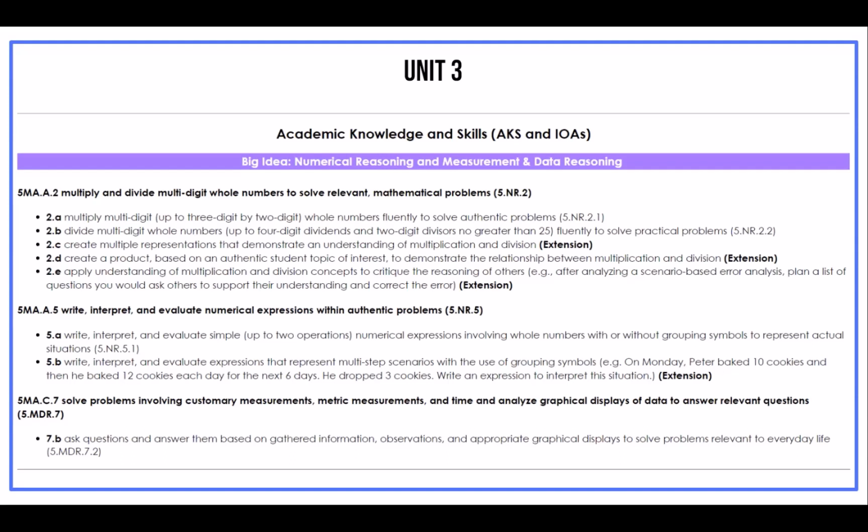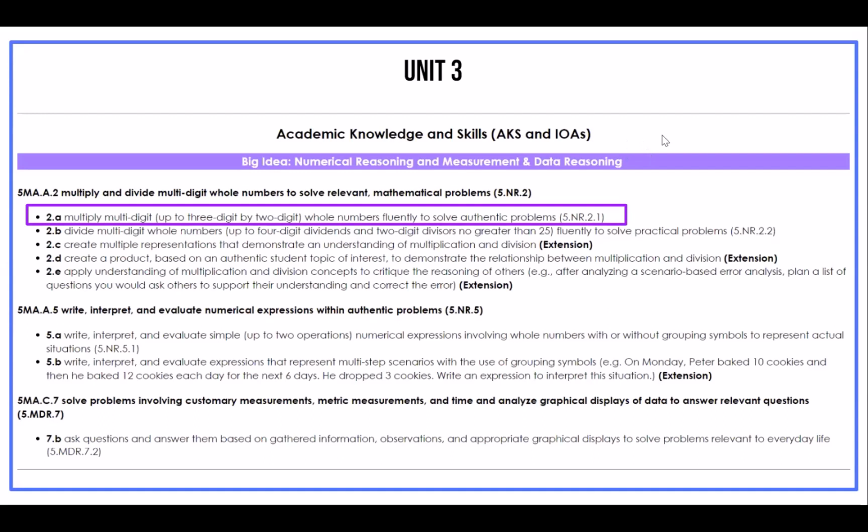Students will use strategies to multiply multi-digit whole numbers and partial quotient algorithms to divide whole numbers up to 4 digits by 2 digits. Students will also have the opportunity to ask and answer statistical questions using the statistical reasoning framework, which includes collecting, organizing, and interpreting data. Additionally, students will write, interpret, and evaluate numerical expressions up to 2 operations involving whole numbers with or without grouping symbols to represent actual situations.